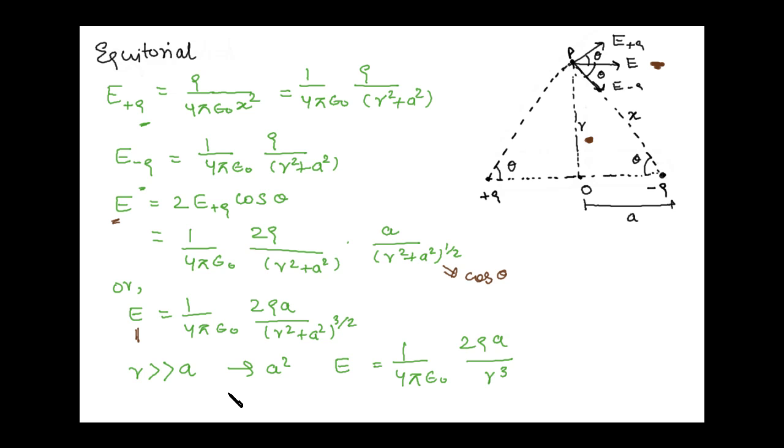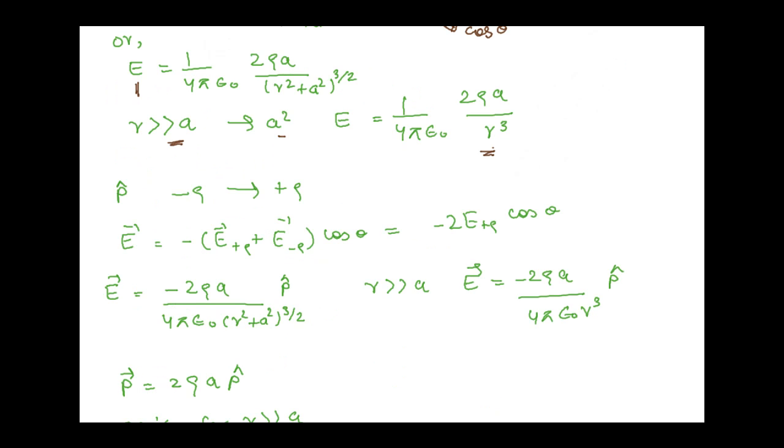Now for distances far from the dipole but along the perpendicular bisector of line joining the two charges, that is for r very much greater than a, we can neglect a square and field due to dipole then becomes E is equal to 1 upon 4 pi epsilon naught 2Qa upon r cube. From this, it is clear that at distances far from the dipole, electric field created by dipole varies as 1 upon r cube, which varies more rapidly than field due to point charge, which varies as 1 upon r square.